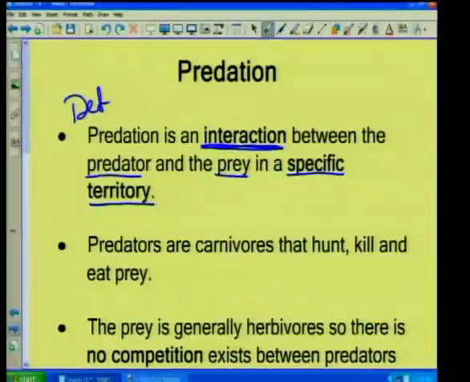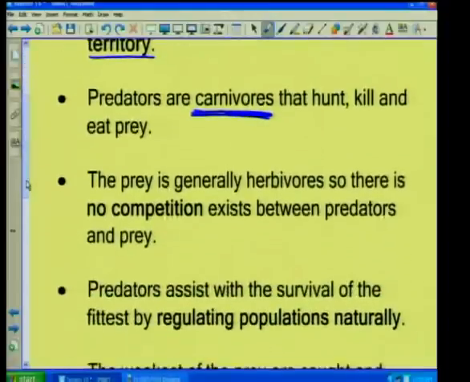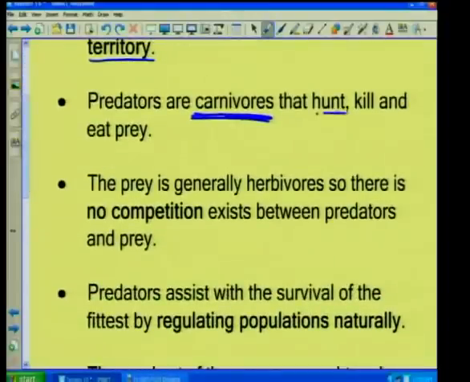This is my territory. The predators are carnivores, okay? So remember, they're consumers. They are secondary or tertiary consumers, and they hunt and kill and eat prey. That is what a predator does. A predator hunts, a predator kills a live organism, and then eats that organism, all right? The prey is generally herbivore.